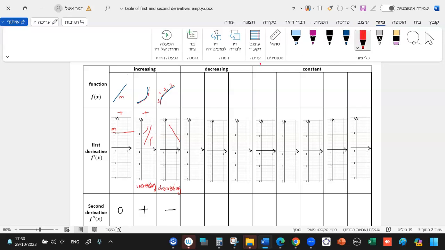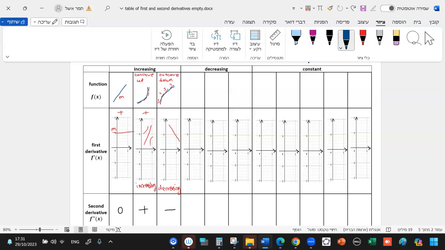This shape is called concave up, since the gradient goes up, increasing, and this shape is called concave down, since the gradient goes down, it is decreasing.